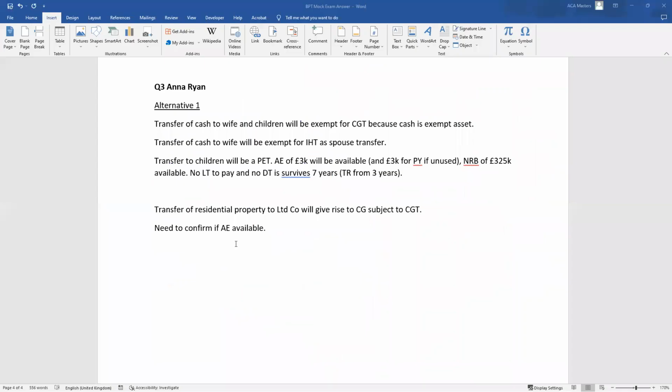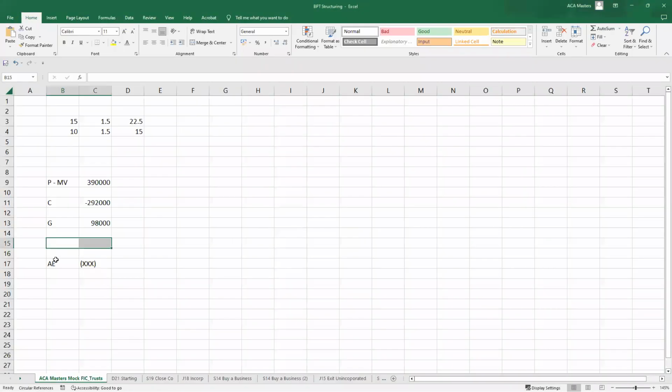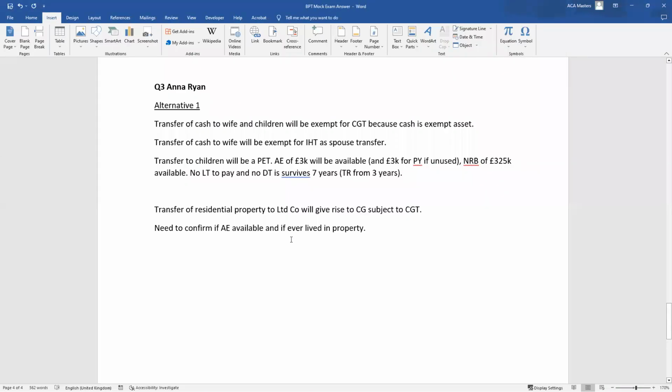I mean, you could put that, need to confirm if annual exemption available and if ever lived in the property. We're told it's a buy-to-let property. If they had lived in there at some point, then possibly they'd be able to claim some PRR on that. So, we said it's going to give rise to a gain. Doesn't look as though there's any reliefs available. And like I said, it's usually for trading assets. If you think about those reliefs, they almost all apply to trading assets.